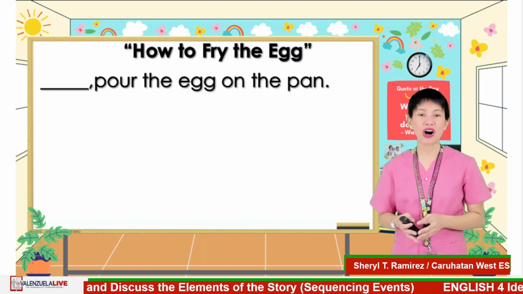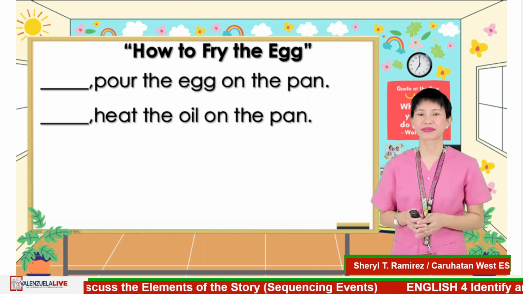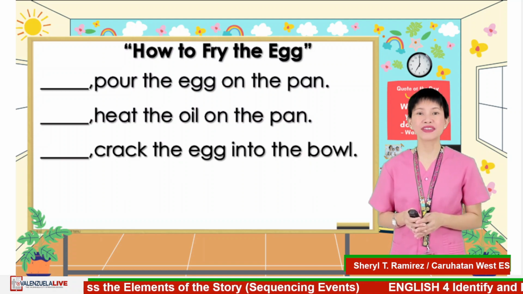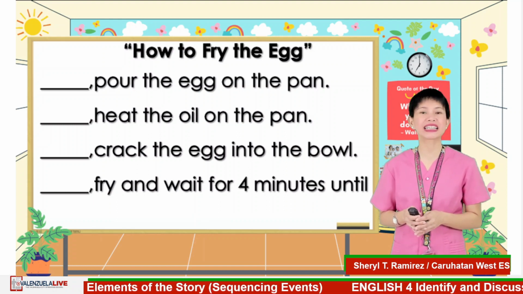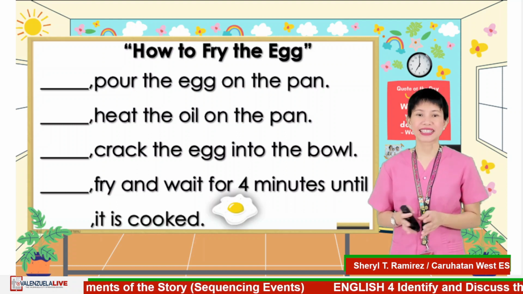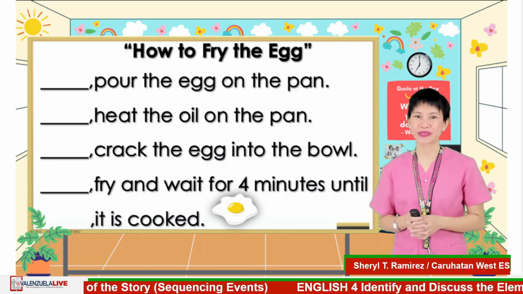Pour the egg on the pan. Heat the oil on the pan. Crack the egg into the bowl. Fry and wait for 4 minutes until it is cooked. Type your answers in the comment box now.